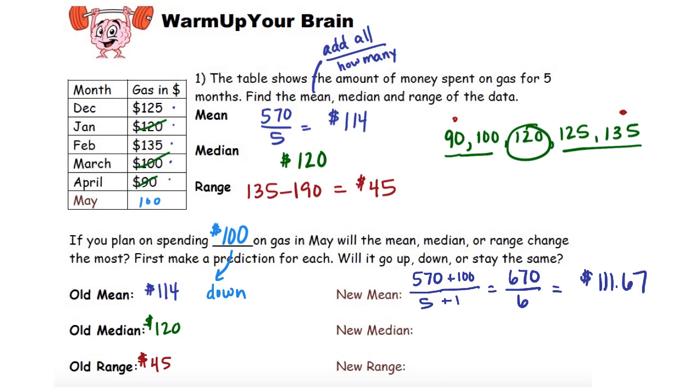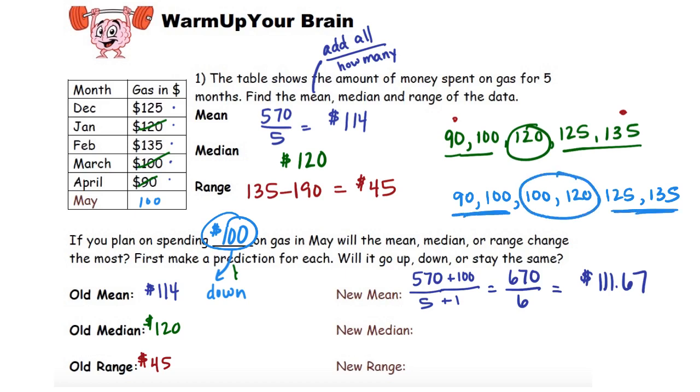If we look at our median now, our median is our middle number. Well, where would the new 100 end up being placed in our list of numbers up here? Well, let's add that in. Now we have 90, the original 100, the new 100, 120, 125, and 135. So this new 100 got added to the left side. And what that does now is it says, okay, here's two smallest, here's the two biggest. Now we have two of them in the middle.